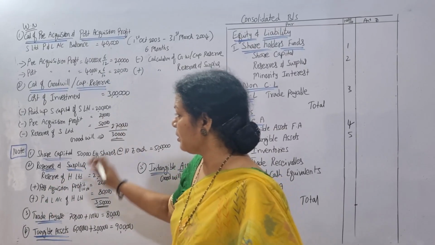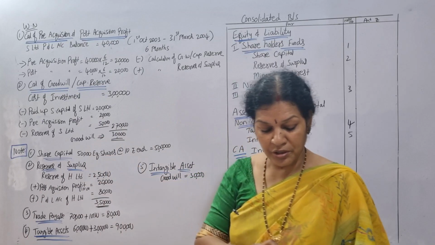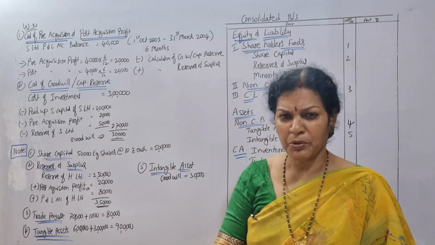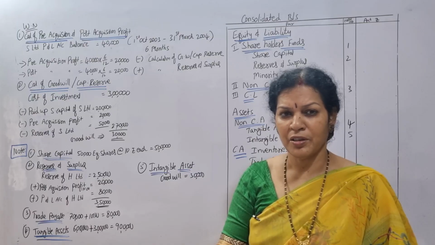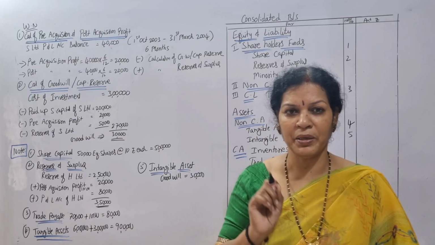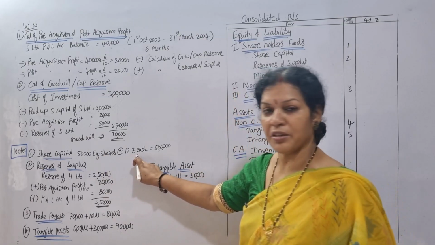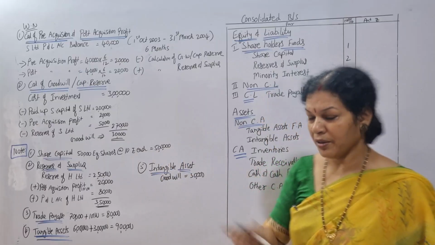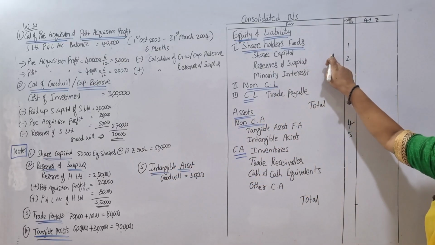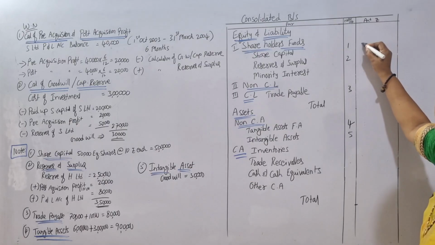Share capital we can show in notes. Each share is 10 rupees, and the total amount is 5 lakh. 5 lakh means how many shares are there? 5 lakh divided by 10, 50,000 shares. 50,000 equity shares at the rate of 10 rupees. This is 5 lakh, and this is to be written here. Share capital, point number 1, 5 lakh.